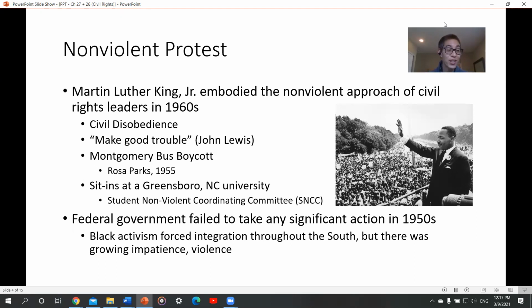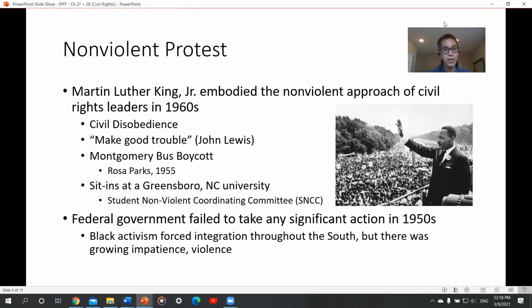John Lewis, who was a young civil rights leader in the 1960s and eventually became a representative from Georgia, just recently passed away in 2020, he famously said, we're going to make good trouble. We're going to make trouble, but we're going to make good trouble. We're going to make trouble for good. And so those two ideas, civil disobedience and making good trouble, really exemplified the attitude of a lot of the civil rights leaders, Martin Luther King Jr. and John Lewis, among others.